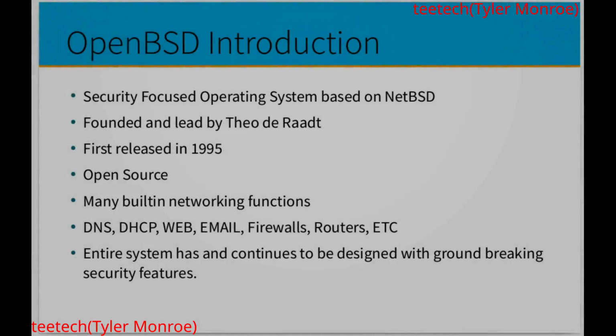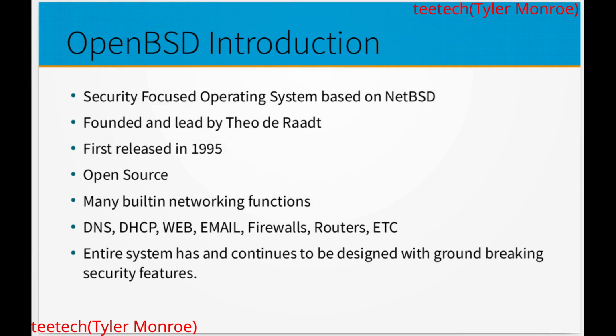Welcome to Section 1. In this section, we're going to lay the groundwork for what OpenBSD is. So, it is a security-focused operating system, and it is actually based on one of the BSDs that is called NetBSD. So it actually forked from NetBSD originally. And it's founded and led by Theo de Raadt, and it was first released in 1995, so it's been around for quite a while. And in that time, it's gained a very good track record as a secure operating system.